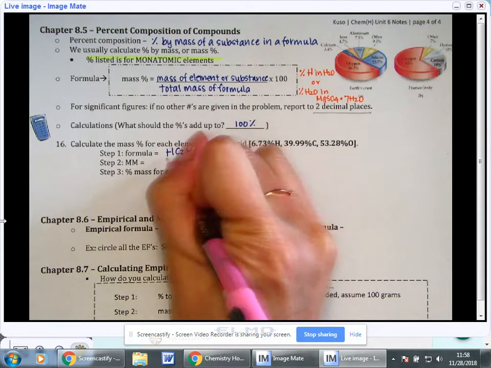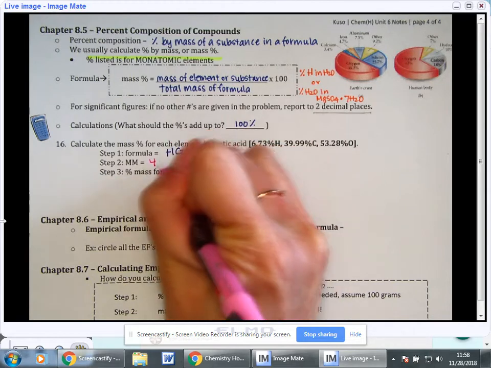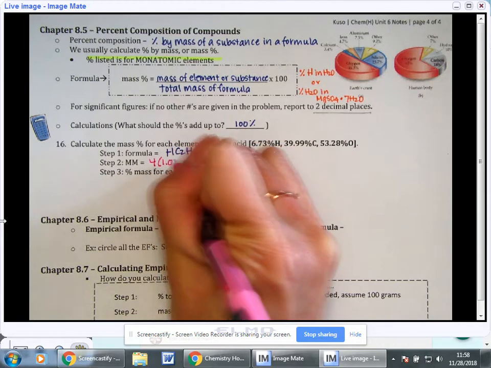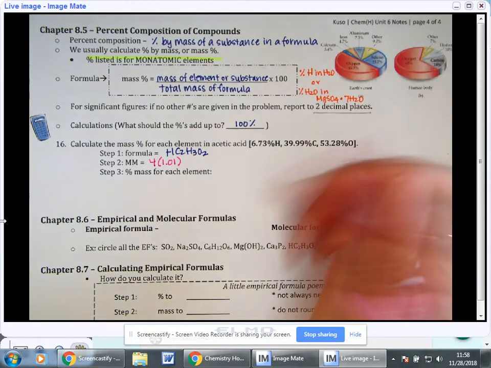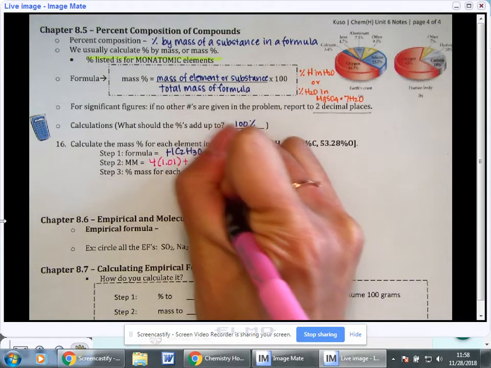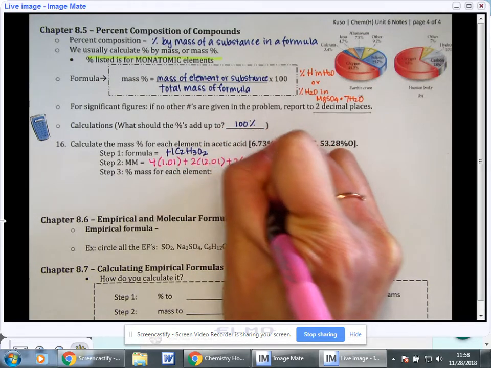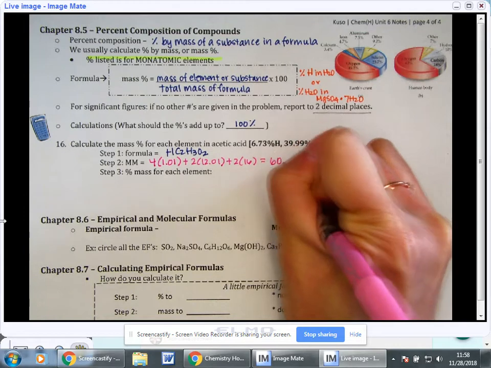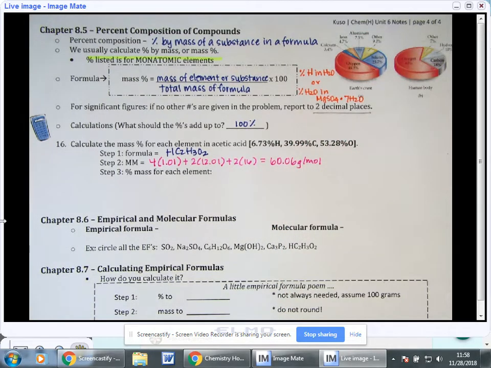You have a total of 1 hydrogen here and 3 hydrogen here for a total of 4. Then I would multiply by the molar mass of hydrogen, which you would get on the periodic table, 1.01. Then you would add that to 2 carbons and then 2 oxygens. And you get a total of 60.06, and that's grams per mole. Now we can start calculating the percent composition for each element.